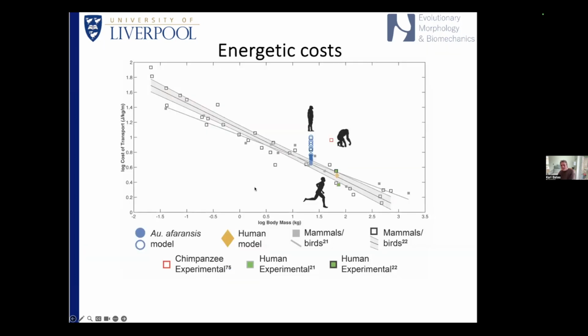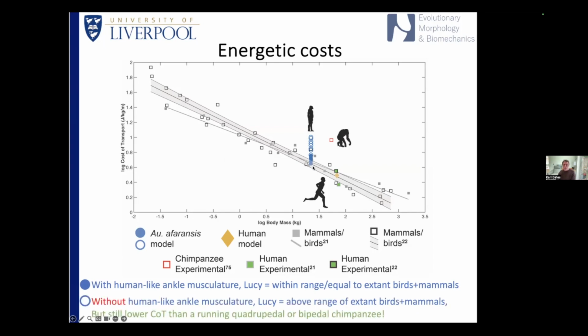In terms of energetics, we also found that the energetics of the model was highly dependent on the ankle muscle architecture. So if we gave it human-like ankle muscles, which are these solid data points in here, Lucy's predicted to be as economical as a modern bird or mammal. It's within this grey zone here that you would predict for an animal of Lucy's body size. But if we take away the human-like adaptations in the ankle, you can see that these open data points are all above this grey zone.